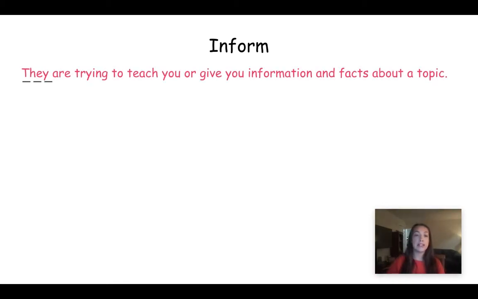The next purpose that an author could write for is to inform. To inform means that they are trying to teach you or give you information and facts about a topic. So let's look at a paragraph where the author's purpose is to inform.